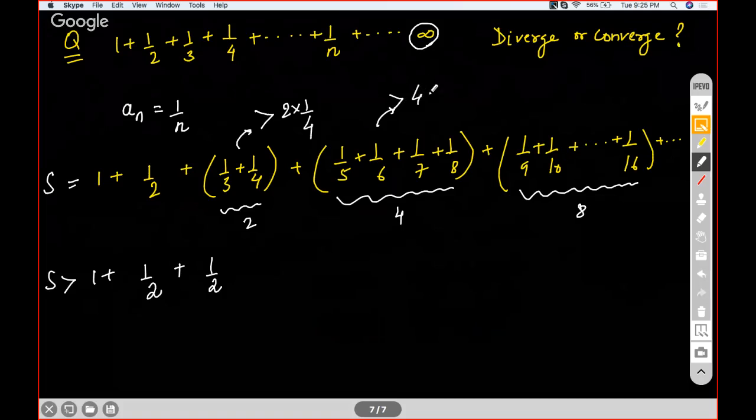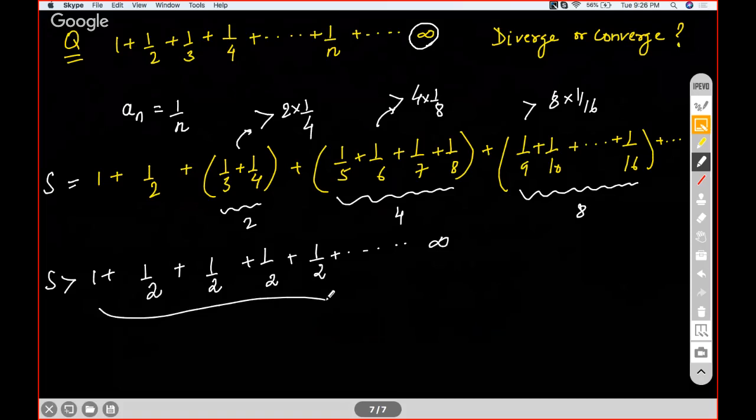Similarly, the next term would be greater than 4 into 1 by 8, which is again 1 by 2. And 8 into 1 by 16 is again 1 by 2. And so on, go to infinity. Correct? Now, if this sum itself goes to infinity and S is greater than that, it implies S is divergent.